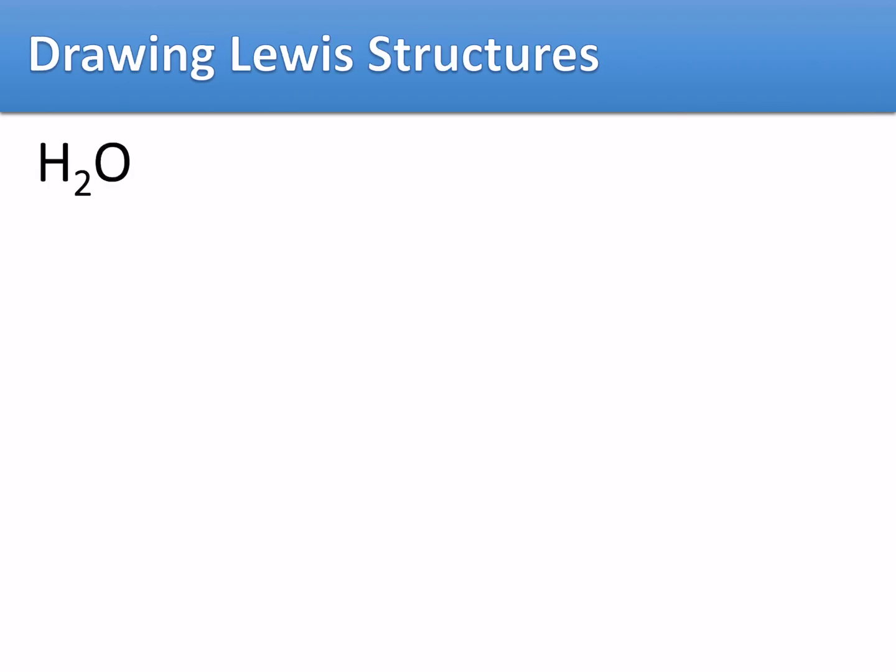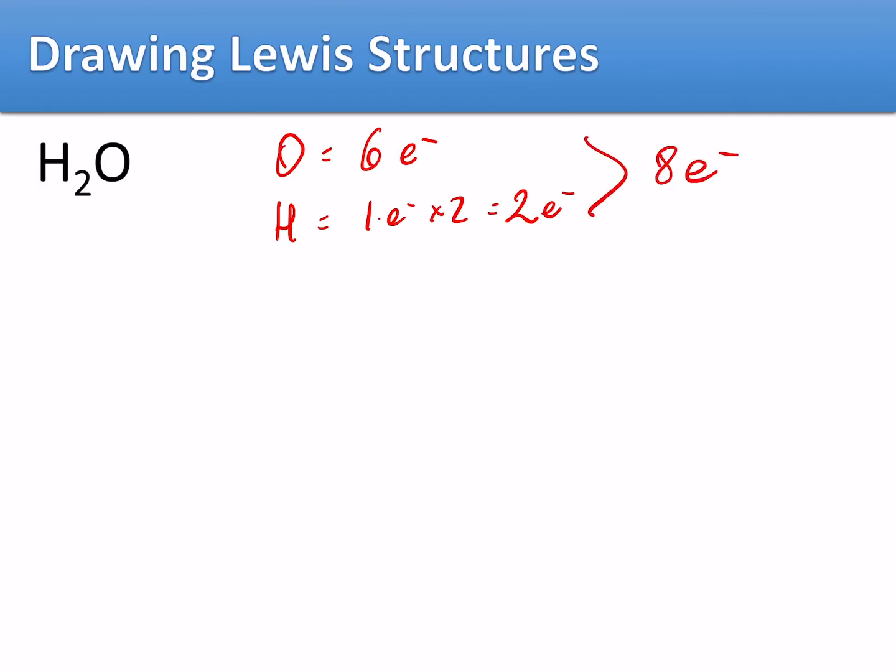Okay, so how does the water molecule work? We have a water molecule, right? Oxygen has 6 electrons. Then we have hydrogen, 1 electron times 2, that's 2. So this gives you 8 valence electrons. You start with oxygen in the middle, then you put hydrogens on each side. It doesn't really matter at this point.